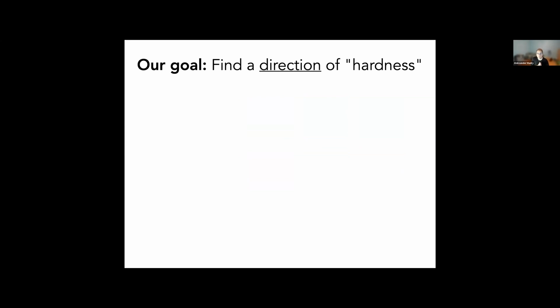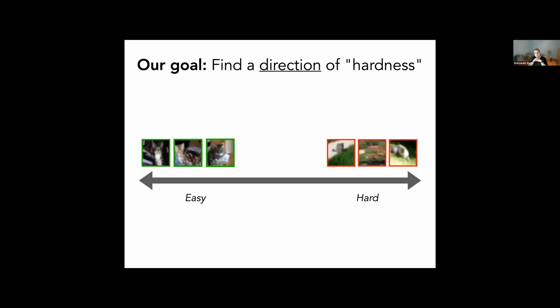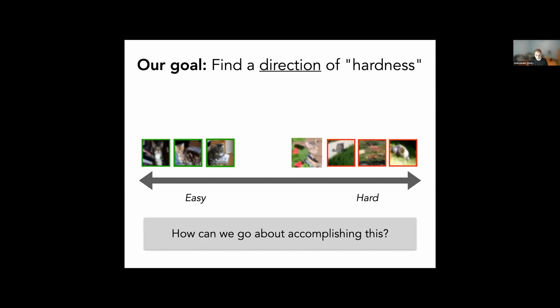In particular, the way we want to operationalize that goal is by finding what we will call a direction of hardness. In some sense, we would like to find a way to embed images in a line according to hardness. And whenever we have a new input, we can classify where on the scale of hardness it lies. Okay, so that's the goal. The question is, how do we go about accomplishing this?